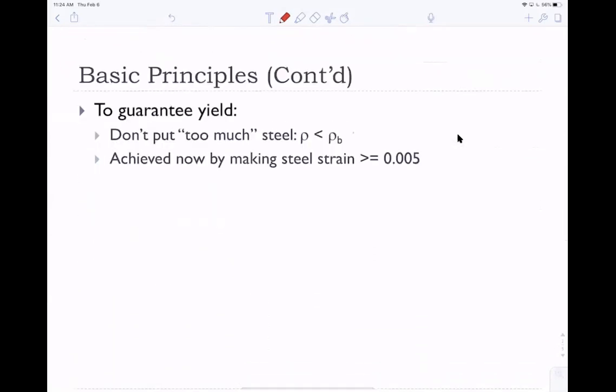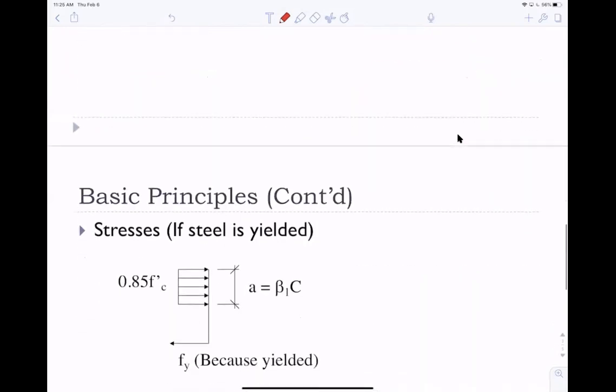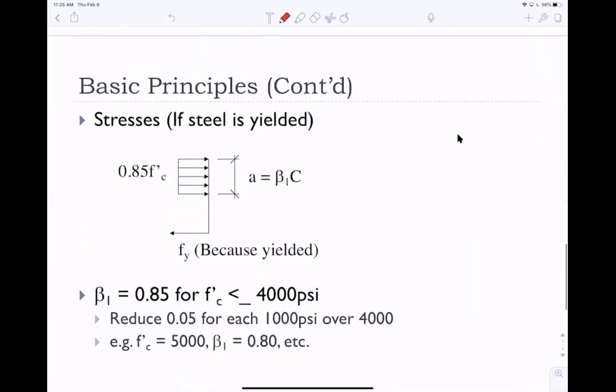So this is just what I said: don't put too much steel. If you have less than a balanced amount, we achieve that by making the steel strain 0.005, which is greater than or equal to 0.003 plus epsilon y, so it's definitely yielded. Because it's yielded, the stress here is Fy.